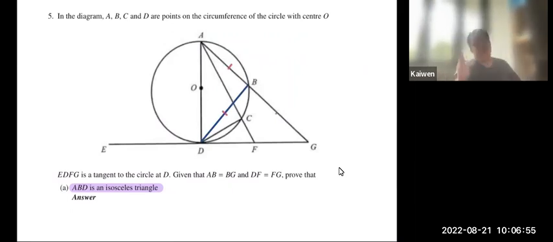So there are two ways to prove an isosceles triangle. Number one, you show that these two angles here are equal, or you show that the lengths are of equal length. Either one, to prove that this is definitely an isosceles triangle. How do you do this question?